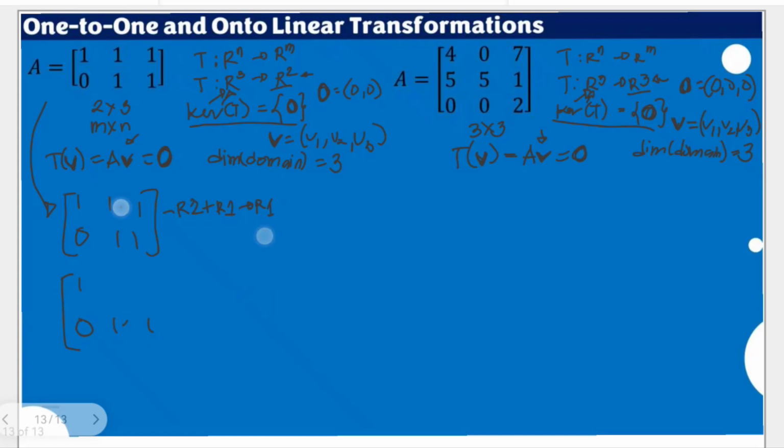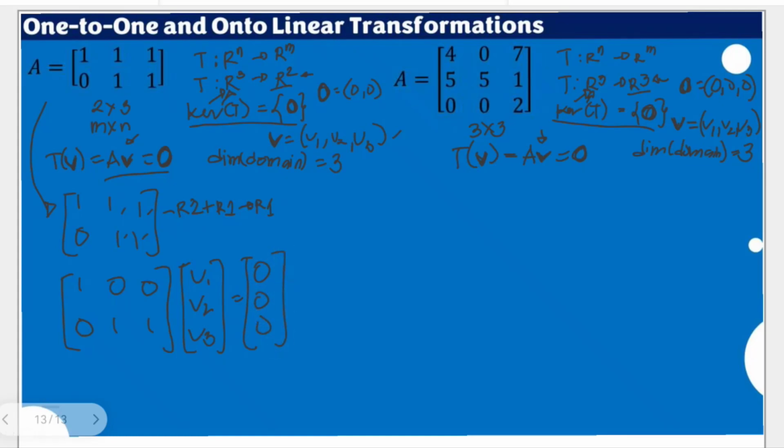Negative of 1 plus 1 is 0. Negative 1 plus 1, 0 here as well. So we have this in our reduced row echelon form. This will now be used in our definition here, where we pair it with a certain vector in this area. So we have here v sub 1, v sub 2, and v sub 3, and we are going to equate this to the 0 vector.